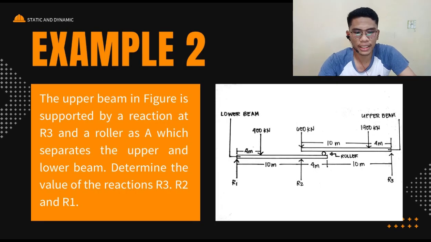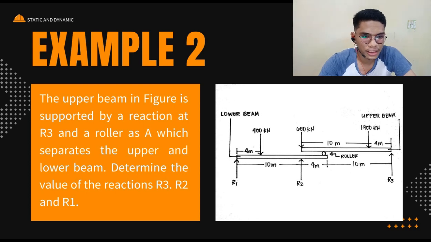So, next example number 2. The upper beam in figure is supported by a reaction at R3 and a roller at A, which separates the upper and the lower beam. Determine the value of the reactions at R3, R2, and R1. So, kung mapapansin po natin dito, parallel forces pa rin po siya, pero magkahiwalay po. Meron po tayong upper at saka lower beam.